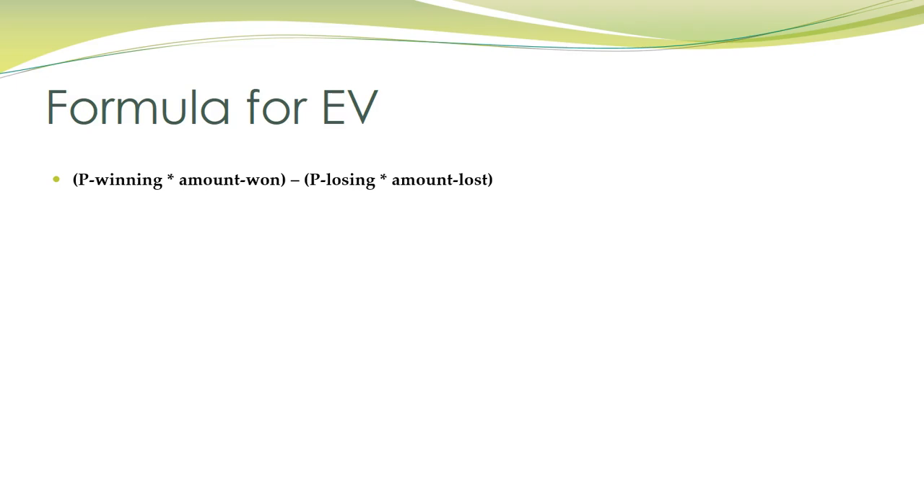Here's the formula for calculating EV. There are 4 terms in this formula. The first is P winning. Now that means probability of winning. That's going to be expressed as a decimal, as we learned in the previous part of this series. Probability of winning multiplied by the amount we win. Subtract from this, i.e. minus the probability of losing multiplied by the amount we lose.